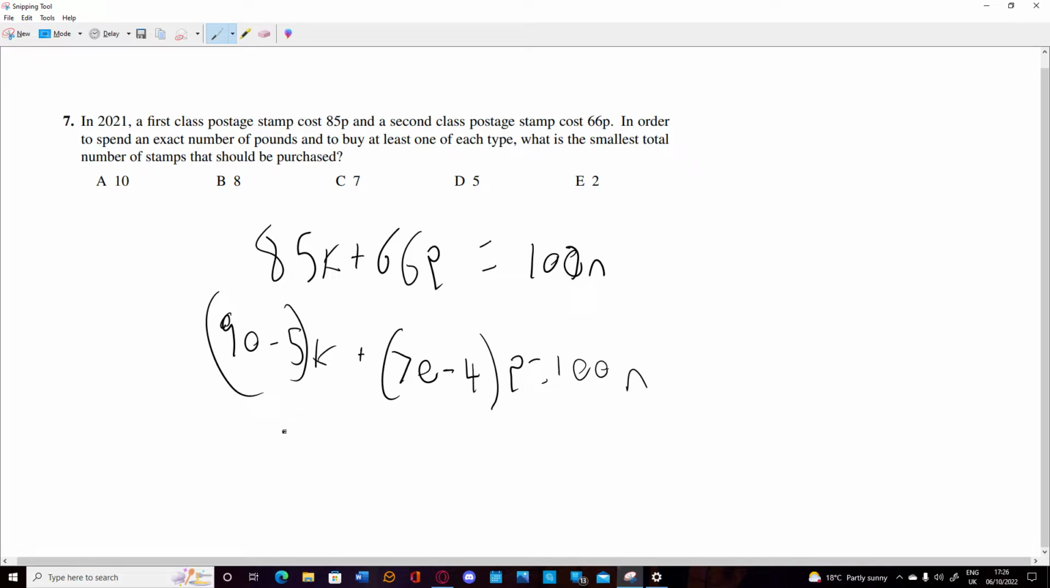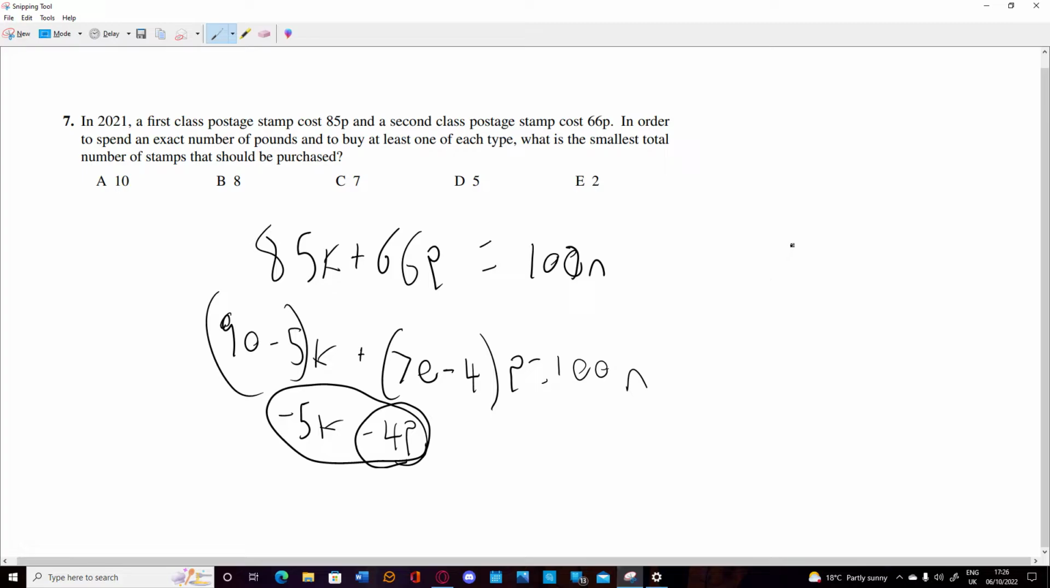So what we want is for, kind of, minus 5k minus 4p to this. We definitely want this to be a whole number, or a multiple of 10, including 0. And the only way for that to happen is for this, the minus 4p, to be a multiple of 10 itself, regardless of the minus 5k. So we at least need 5 lots of the 66p.